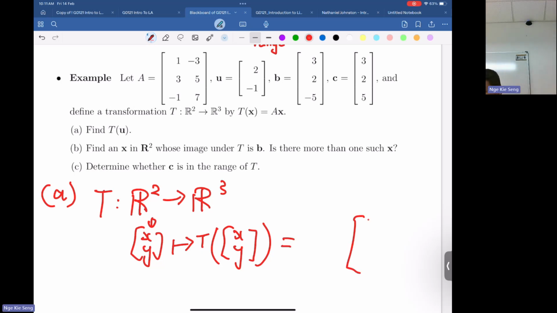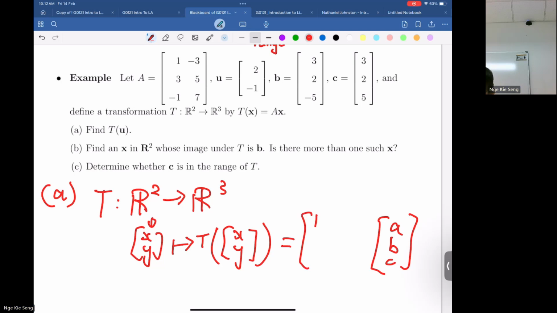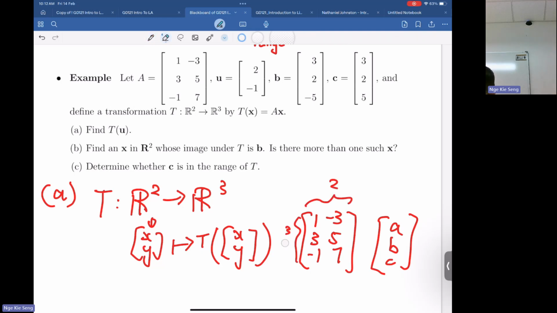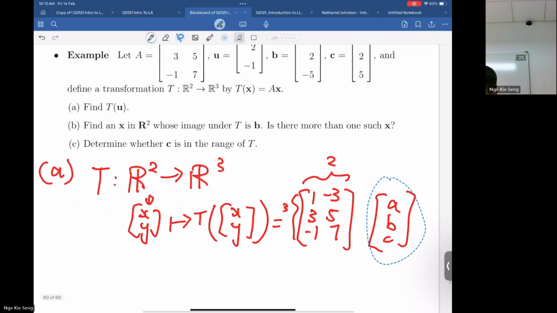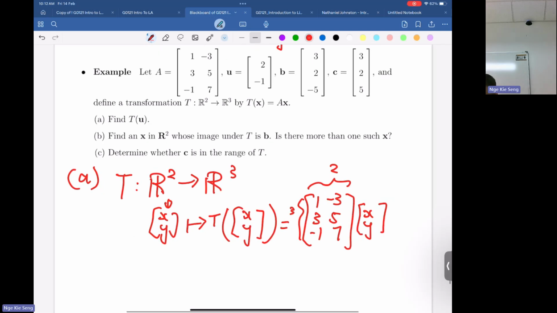So how should we call this? ABC maybe? You need to tell me an ABC, given an XY. How do we do it? In this case, we take a matrix, a 3 times 2 size, and multiply by xy. And I claim that this is an element in R3.